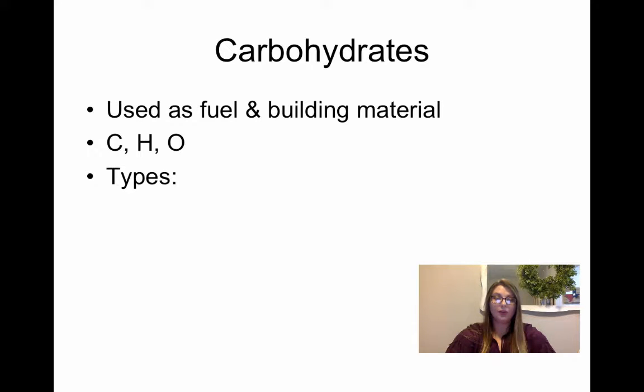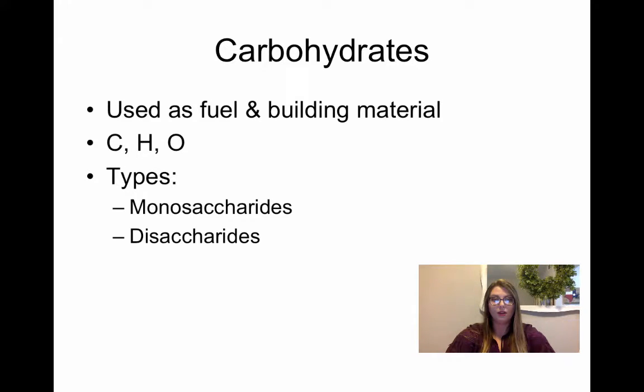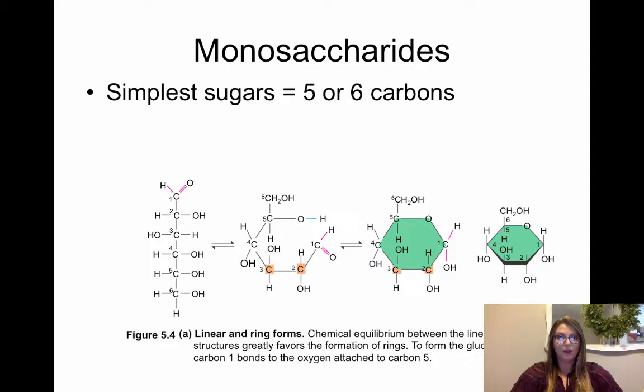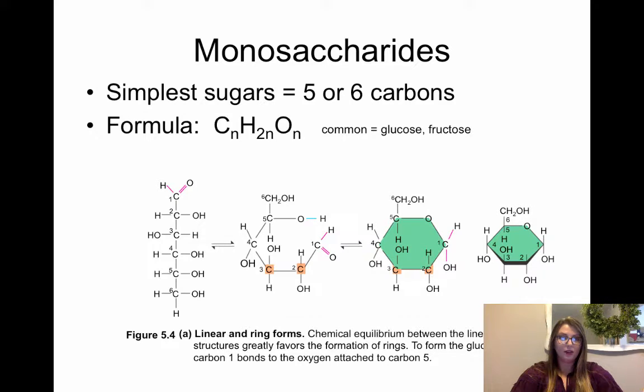You have three different types. You have monosaccharides, and mono means one. You have disaccharides, and di means two. And then you have polysaccharides, and poly means many. So monosaccharides are simple or reducing sugars. They have 5 or 6 carbons, and they have a 1-to-1 ratio.